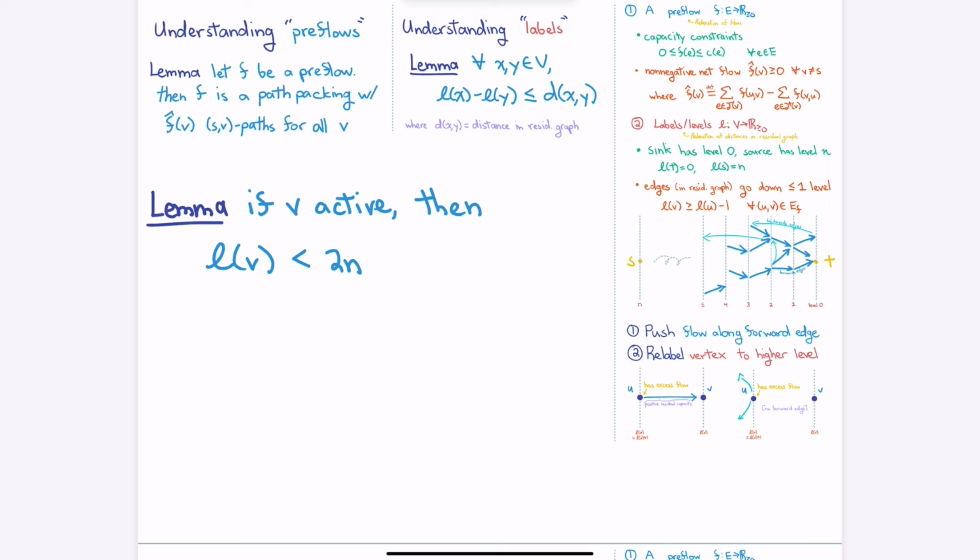If V is active, then the level is at most 2n, right? So you might be worried, this is for the sake of running time, you might be worried about the levels getting bigger, bigger, bigger, bigger, bigger. You know, when does it stop? Right? You keep promoting these vertices. And so the claim is that, well, you'll never get past 2n. Why is that?